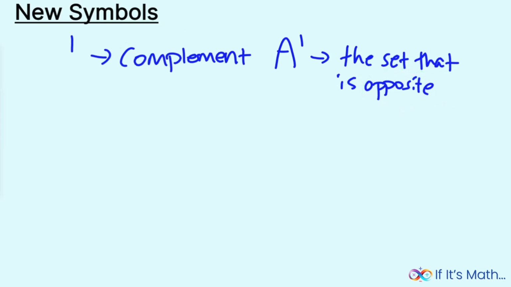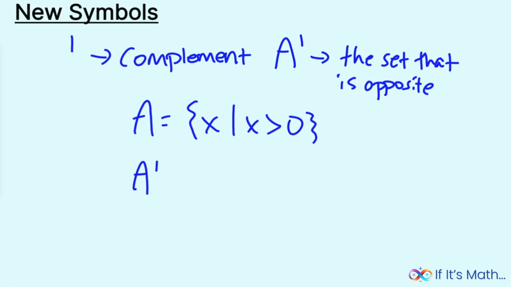So for instance, let's say that we had the set A, where A is the set of numbers x, such that x is greater than 0. So if you wanted to have the complement of A, it's going to be the opposite. So it needs to be every number that's not in A. So if you think about this, then it's going to be the set of all numbers x, such that x is less than or equal to 0.